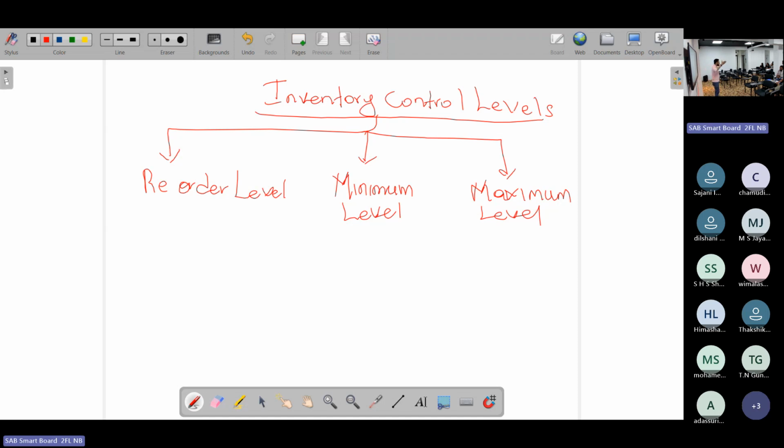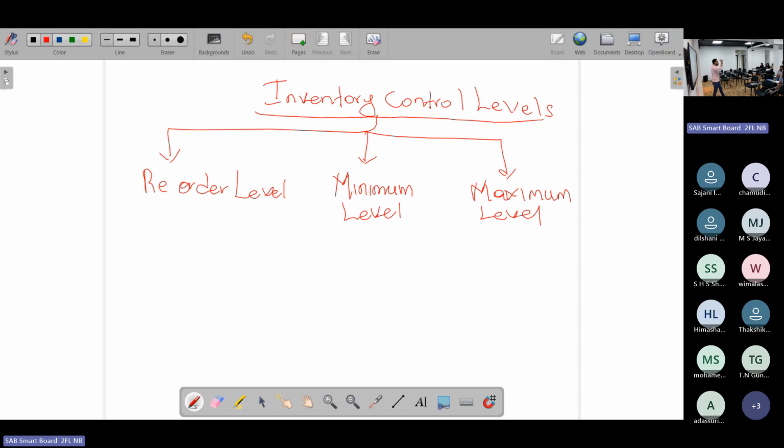How long will the new order take to come? If you order today, how long will it take to receive? If it is 1 week, that much stock we have to keep. If our 1 week demand is 10, then when our stock reaches 90, we have to order. If our 1 week demand is 20, then when our stock reaches 80, we have to order.